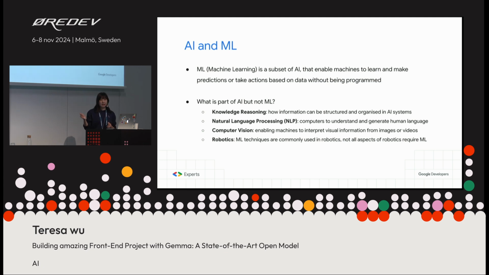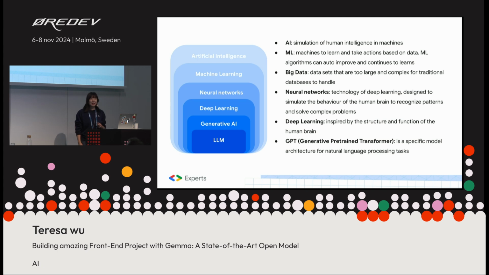That means what is part of AI, but it's not machine learning, right? Here are a few points. When we talk about knowledge reasoning, and natural language processing, and computer vision, and robotics, right? Some of those ideas, they are definitely AI, but they don't have to all involve machine learning. And a bit more, if AI is a cake, right, a layering cake, and we slice it down, this will be how it looks like from the different angle.